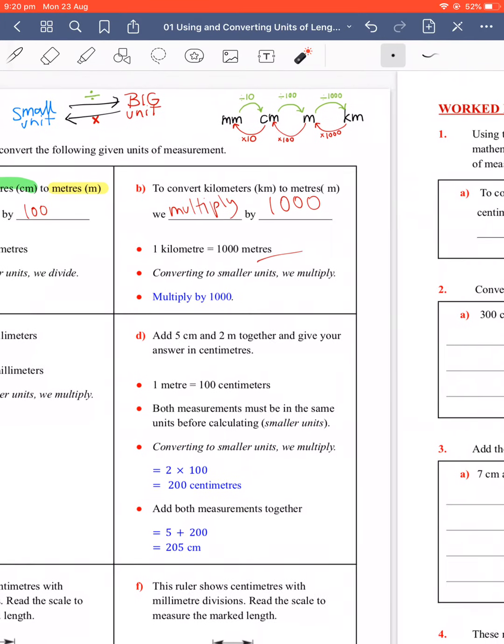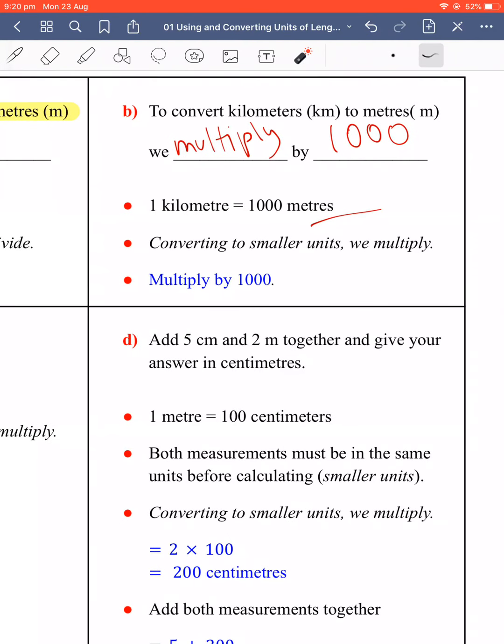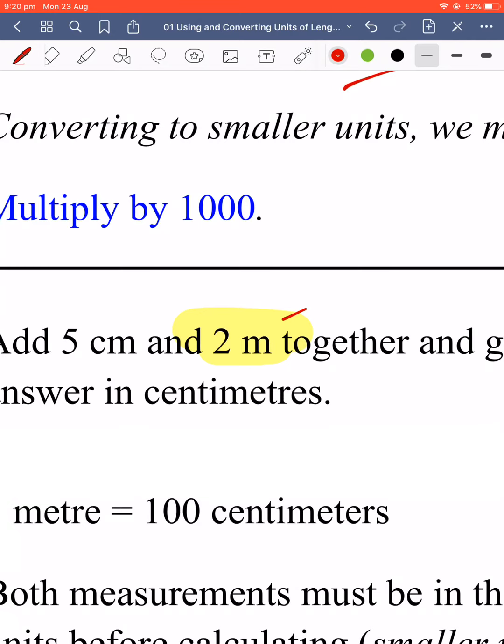Next one that I have here is I'm going to add some units together, and this is really important. You need to have them the same. So 5 centimeters and 2 meters, they're not in the same units. Convert one of them into the other unit. So the easiest one to do will probably be centimeters. So let's turn our 2 meters into centimeters. So I'm just going to make a little note there. I want to turn 2 meters into centimeters.